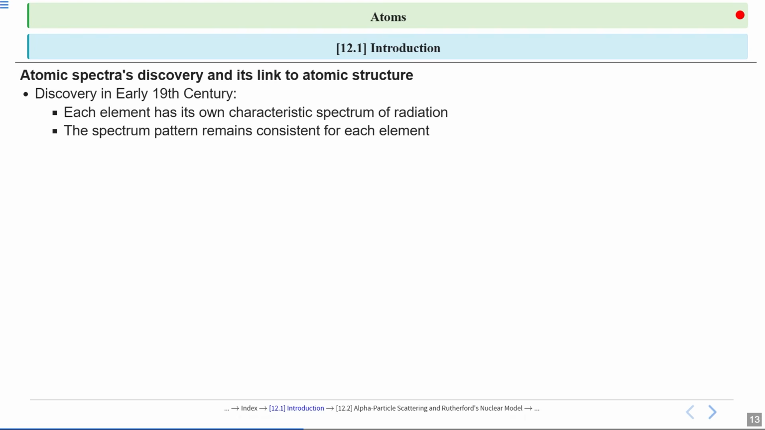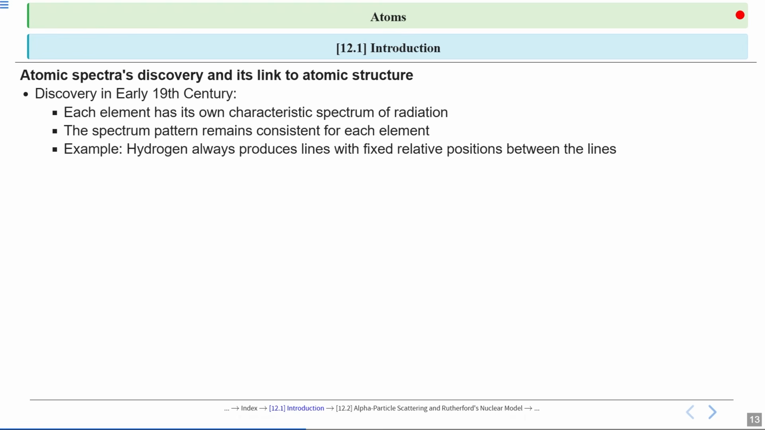The pattern of lines in the spectrum for each element always stays the same for a particular element. So no matter where or when you look at hydrogen, its spectrum will have the same lines in the same places. This consistency was a big clue that something fundamental was happening inside the atoms.